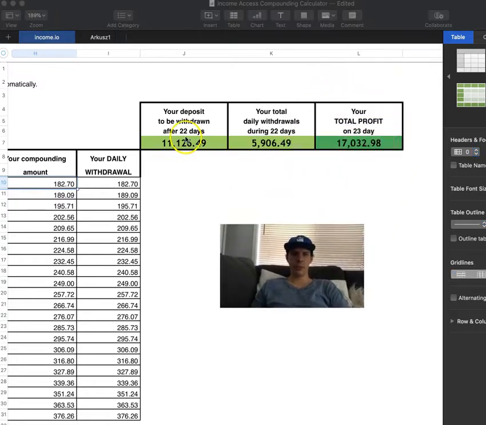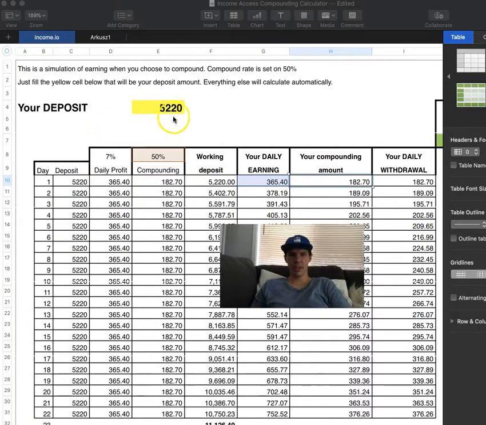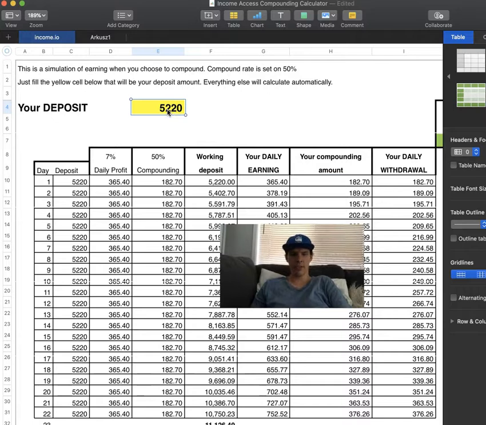Your deposit to be withdrawn after 22 days is $11,126. Your daily withdrawals during the 22 days is $5,906. And then your total profit, guys, on the 23rd day is $17,032. Okay, so we're gonna go in for $15,000 this time.